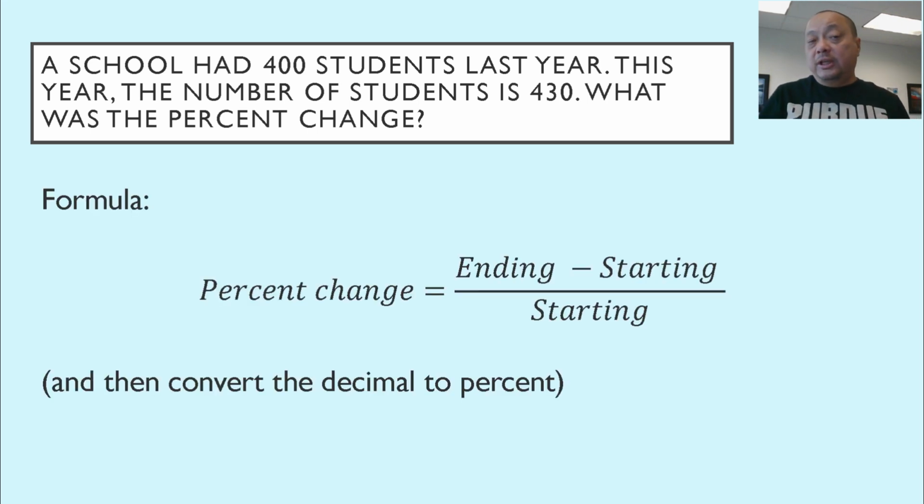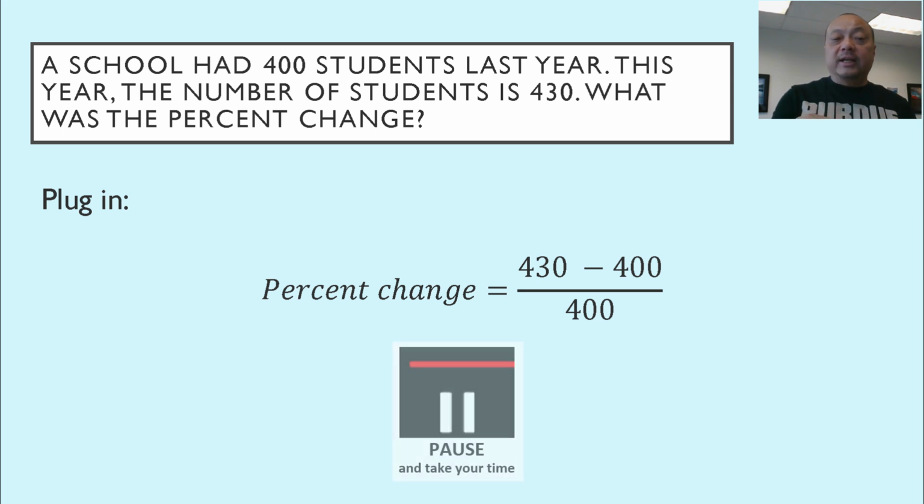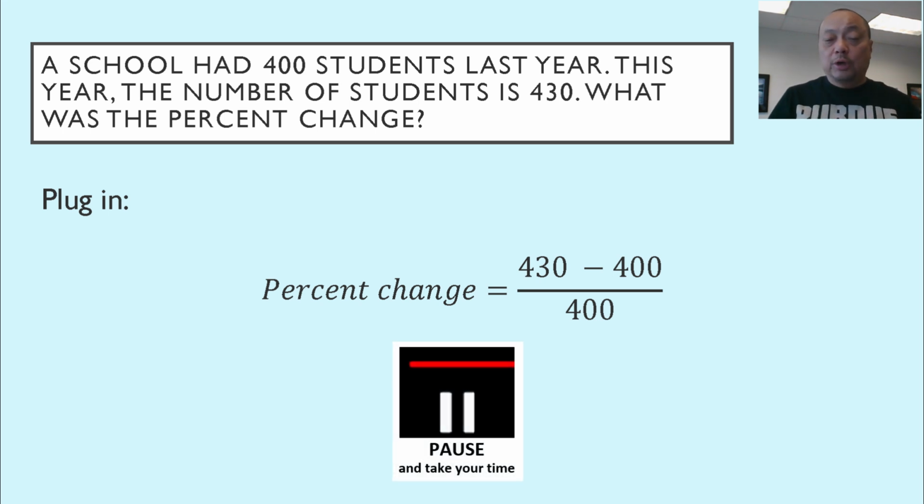The formula for percent change is percent change equals ending value minus starting value divided by the starting value. Plug in the numbers. Percent change equals 430 minus 400 divided by 400. So far, so good. Use your calculator or Excel or Google Sheets. The point of this video is about using technology. Press pause and come back after you've computed on your calculator.